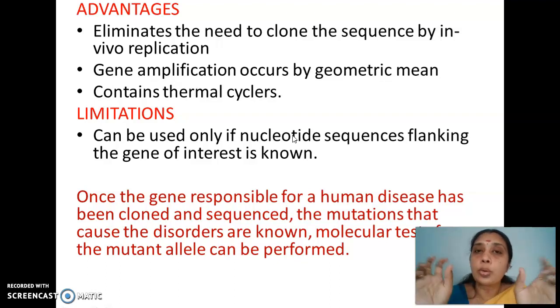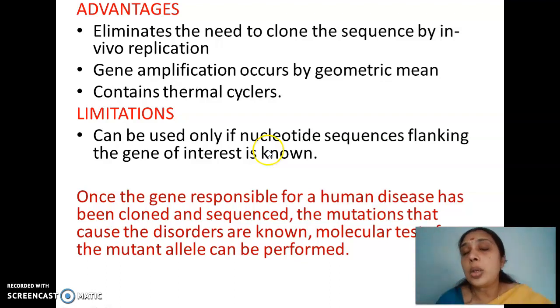So the gene of interest should always have a shield, and this shield should be a set of nucleotide base pairs flanking the gene of interest. Only if the flanking nucleotide sequences of the gene of interest are known can you carry out the PCR. That's the only disadvantage.